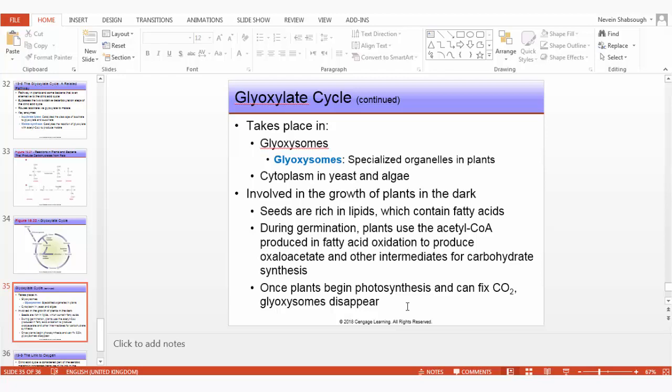Why? Because many types of bacteria can live on very limited carbon sources. They have metabolic pathways that can produce the biomolecules they need from quite simple molecules. So the glyoxylate cycle is one example of how bacteria manage to do this.